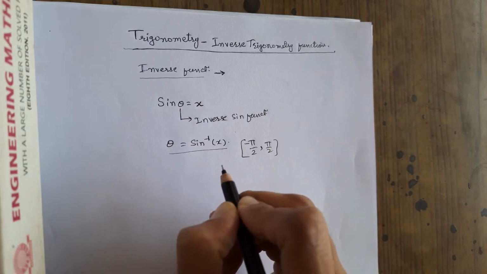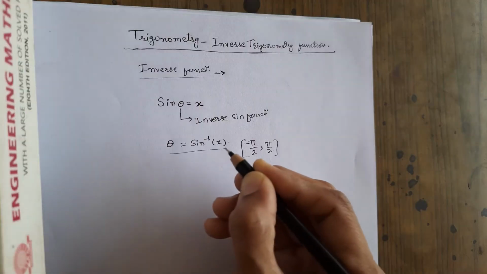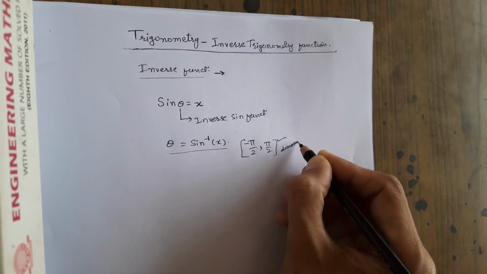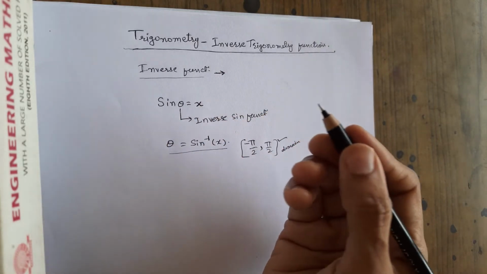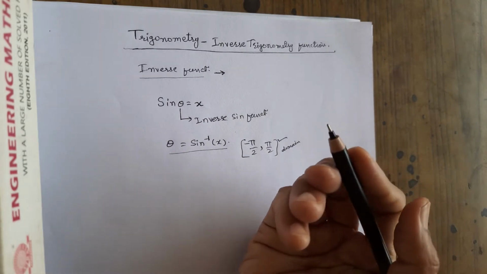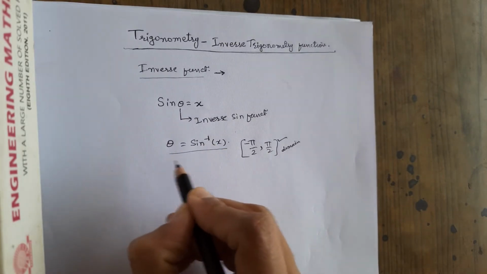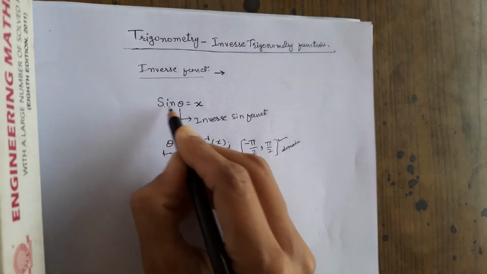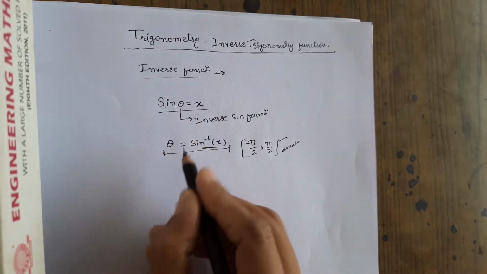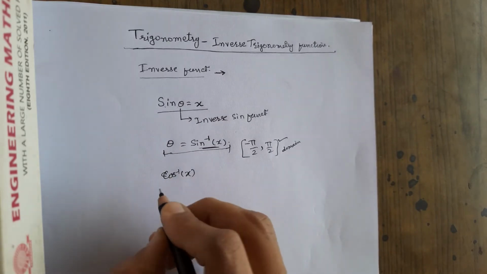For now, just remember that to find the inverse of a trigonometric function, we need to restrict the domain of the function. All these things, domain, codomain, one-one and onto, we are going to study in detail in the next unit. The definition is very simple: if sine theta is equal to x, then theta equals sine inverse of x. Similarly, inverse functions exist for all the trigonometric functions.